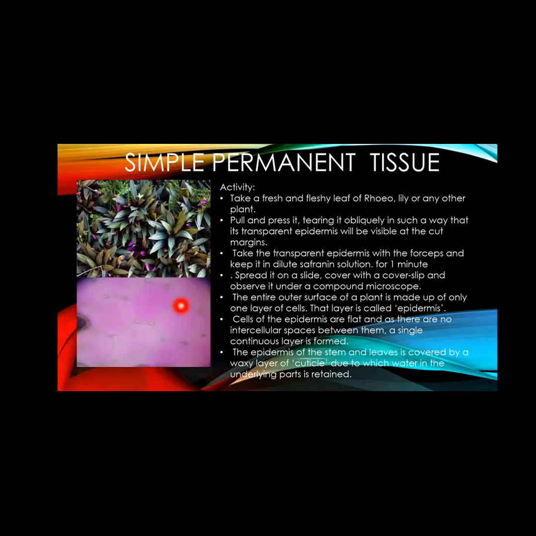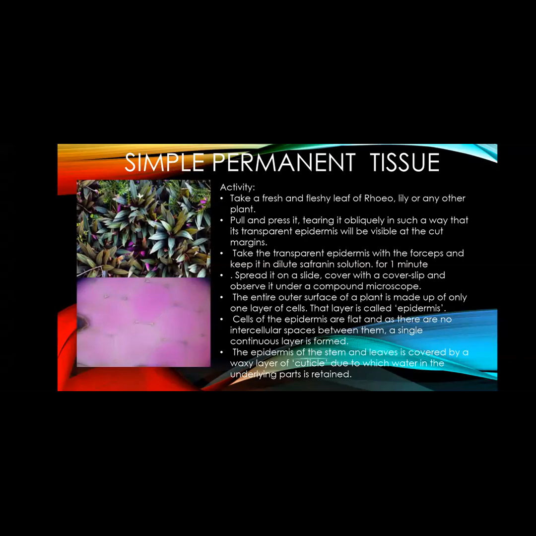You can observe there is no space in between the two cells. Here is one cell, other cell, third cell. There is very little or no space. So in the simple permanent tissue, these cells are compactly arranged and they are rich in cytoplasm. Now this tissue that we see over here is called epidermis.